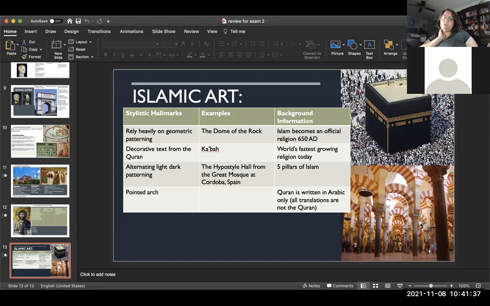Islam becomes an official religion in 650 AD. It's the world's fastest growing religion today. There are 5 pillars of Islam that sort of create the structure of the Islamic faith, and the Quran is written in Arabic only. There are translations of the Quran, but once the Quran is translated, it is no longer a holy book. So only the Quran in Arabic is truly the Quran.